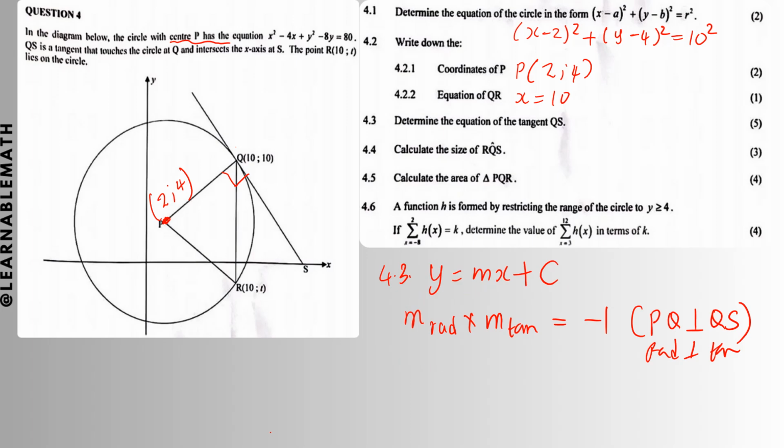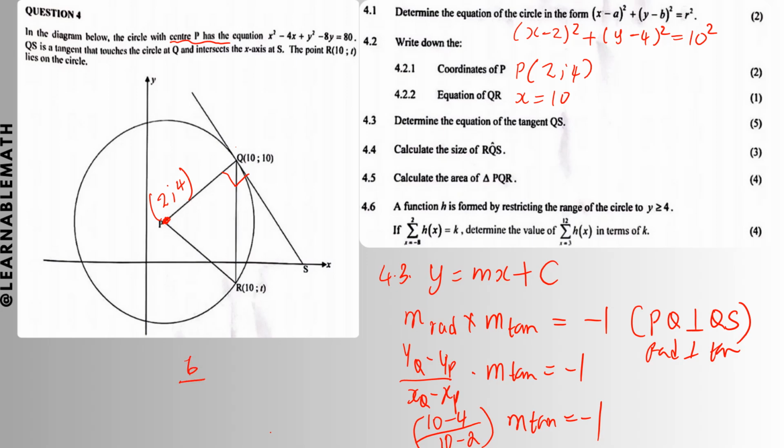So gradient of the radius is y at q minus y at p divided by x at q minus x at p, right? Multiplied by gradient of tangent equals -1. What is y at q? It's 10, minus what is y at p? It's 4, all right? So this is 10 minus 4 divided by x at q, it's 10, minus x at p, it's 2. This is multiplied with gradient of tangent equals -1. So 10 minus 4 will be 6, divided by 8, multiplied by gradient of tangent is equal to -1.